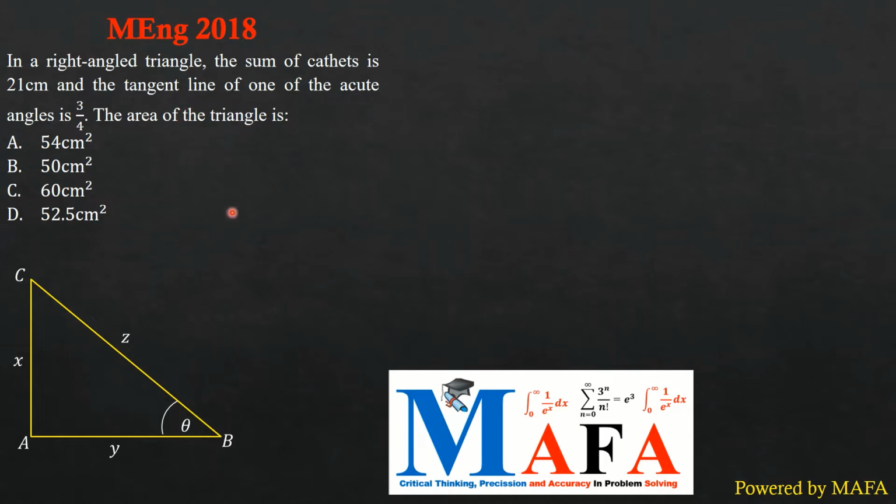depicted from the diagram. Now, what do we mean by the word cathets? Simply, the cathets of a right angle triangle ABC are the other two sides except the hypotenuse. So we have the height and the base. So the height and the base are referred to as the cathets. Okay, according to the question, they said the sum of the cathets is equal to 21 centimeters. Now our cathets here, we have X and Y, because those are the other two sides excluding the hypotenuse.